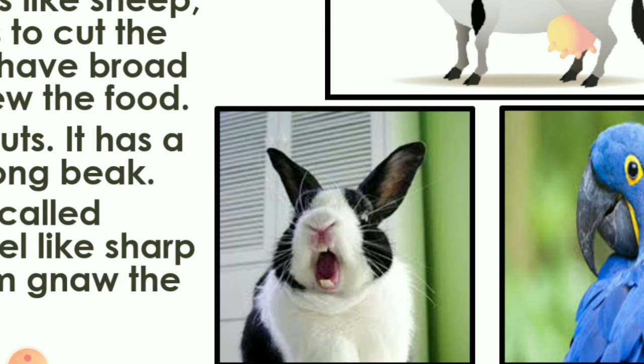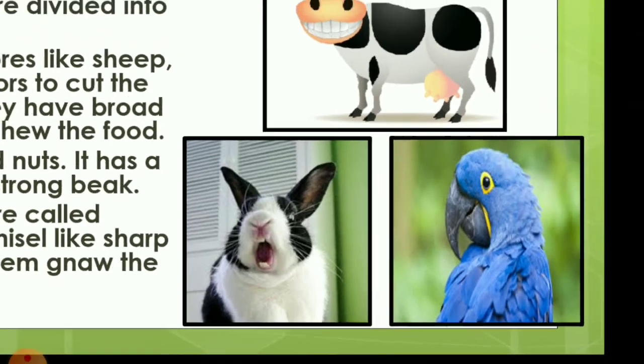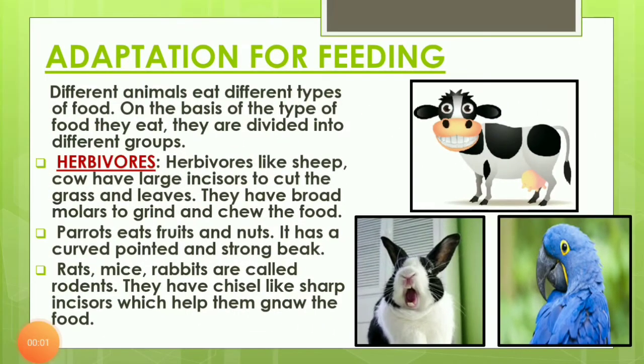In Hindi we say they kutarte hain their food. That is known as gnawing. They eat the food by gnawing. So this gnawing means eating food by taking small bites. So these were the herbivores.